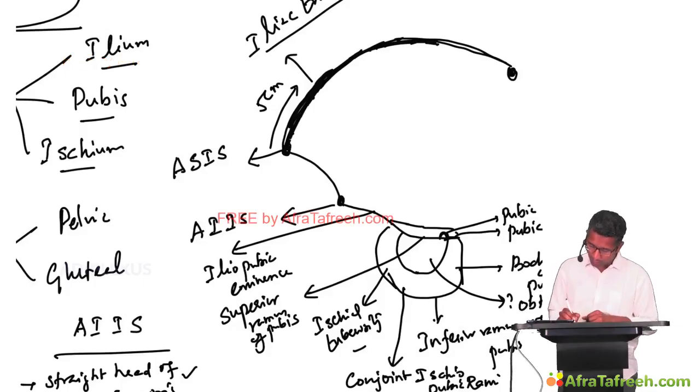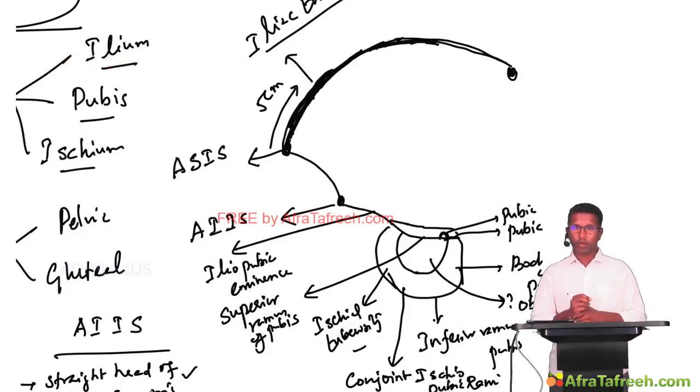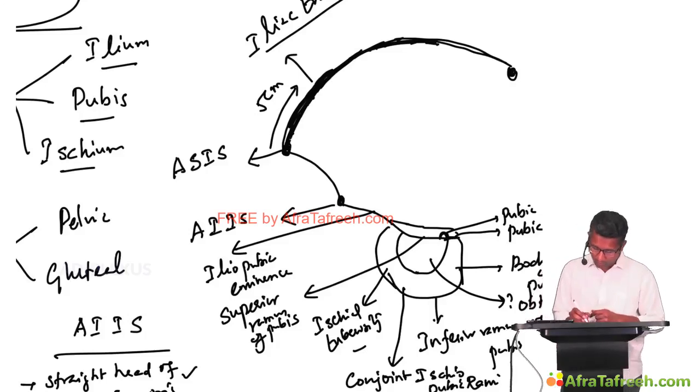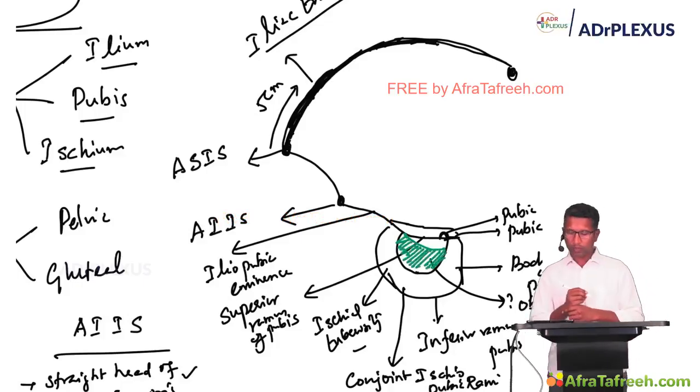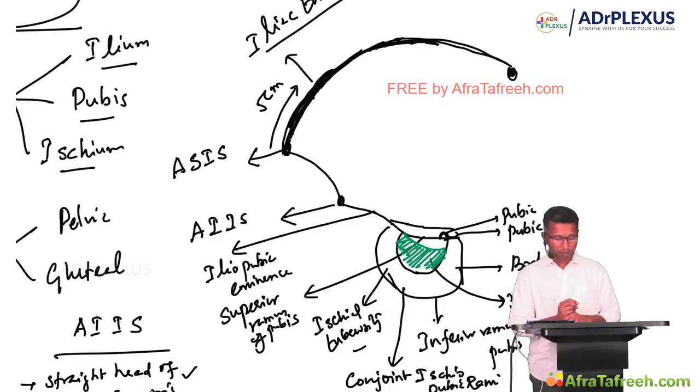This foramen is called the obturator foramen, and it is covered by a membrane. Not completely, but almost two-thirds of it is covered by a membrane called the obturator membrane.